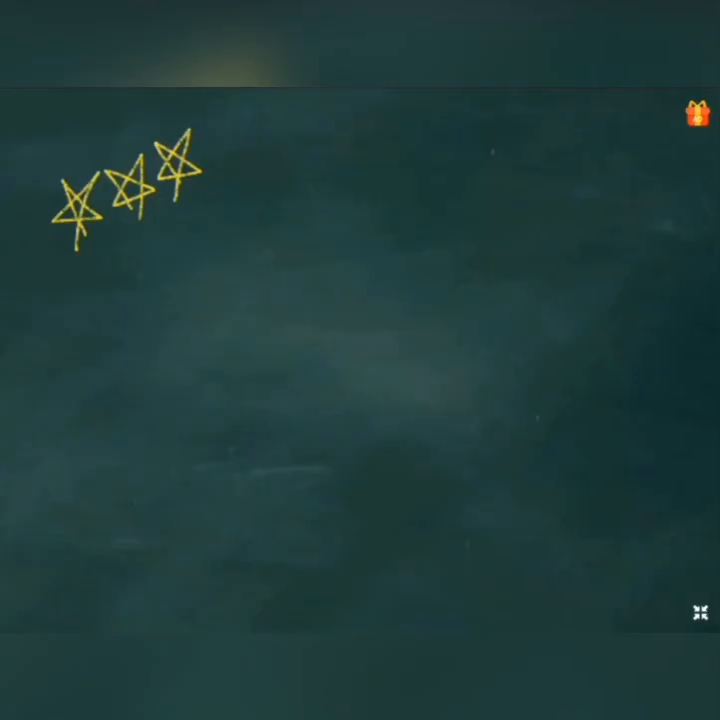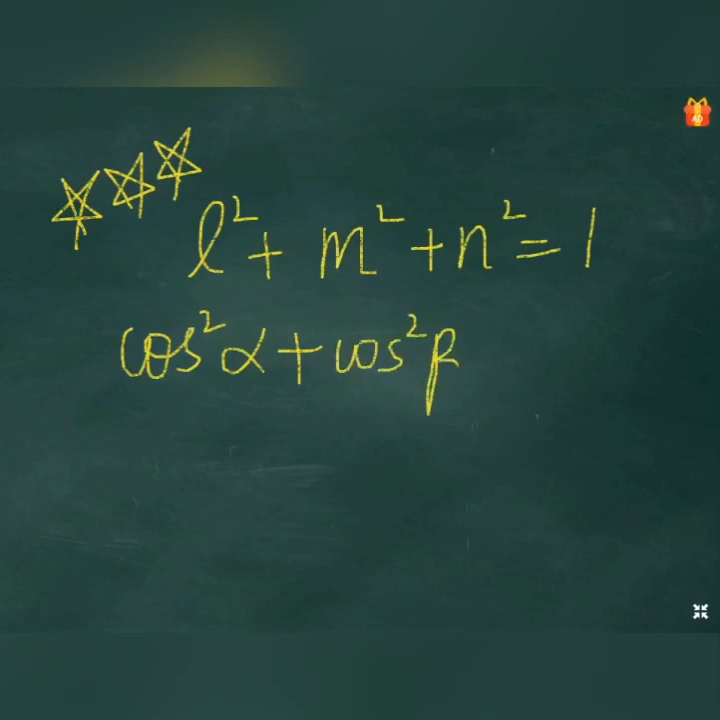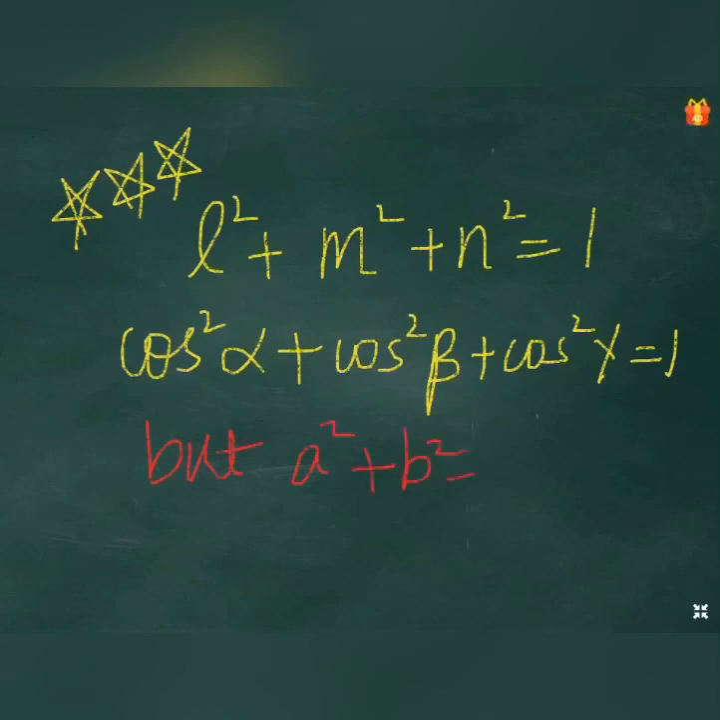Now we are going to learn a very important result, so please make a note of it, which we will be using in the exercises later. That is l square plus m square plus n square is equal to 1. That is cos square alpha plus cos square beta plus cos square gamma is equal to 1. a square plus b square plus c square is not equal to 1. Please remember this. It is not equal to 1.